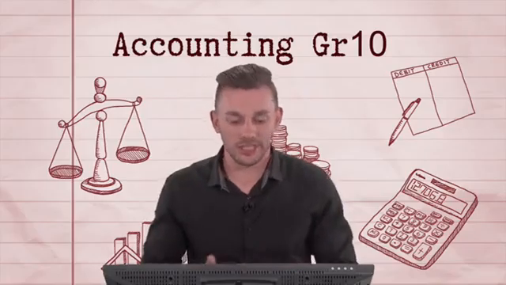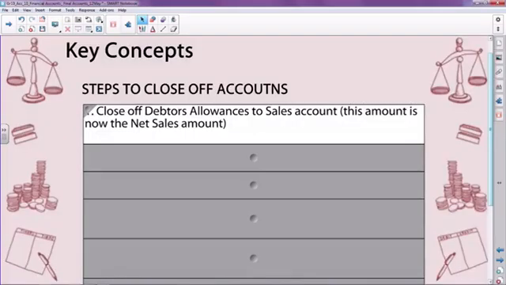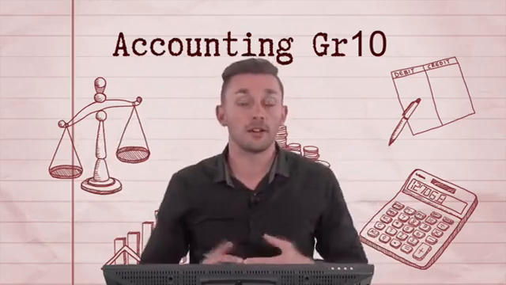Okay guys, let's see if you studied. Now, the very first step, you need to take your debtors allowances, your expense, your debtors allowances to sales. So you need to close this off. So debtors allowances will now be closed off because you have a debit total or balance. You take it to the credit side and then you take it to sales. And I'll show you now, nice with an example, how it works.